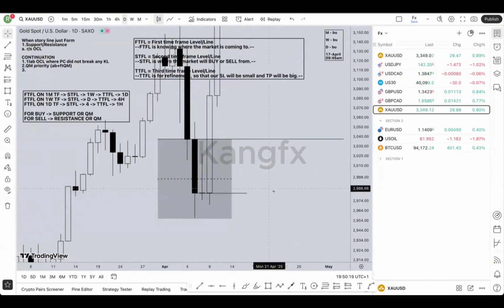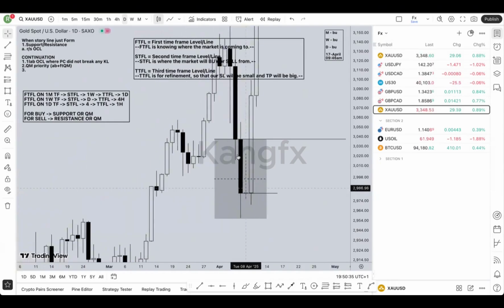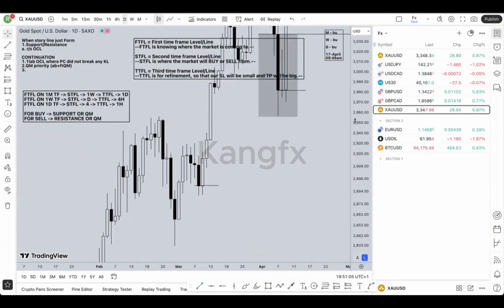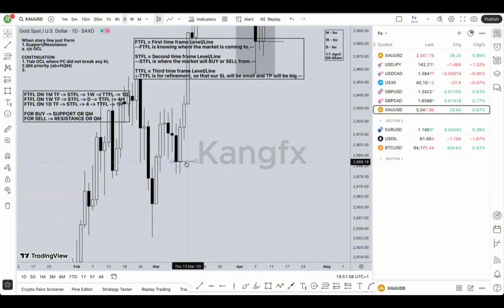When we go to TTFL, there are three things we look for. On STFL, we look for only two, which are support or resistance, and QM. Support and resistance are the same thing, QM. Then on TTFL, we look for only three things. If this was the area where I want to take my trade, let's say the market storyline is set and we're waiting for a pullback or retracement into our support. After marking my support, this is going to be my FTFL.